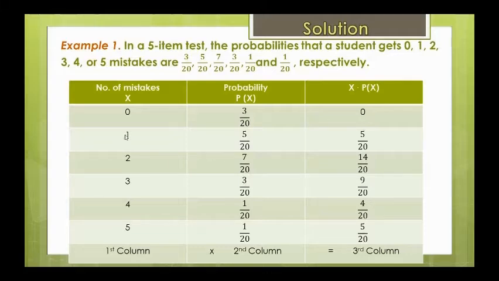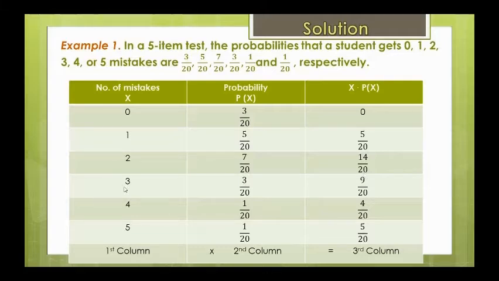For the second entry of the first column, we have 1. And the second entry in column 2, we have 5 over 20. That is 5 over 20 times 1. That is equivalent to 5 over 20. So, isusulat natin yan sa third column. And then, let's proceed to the next entry. The third entry in the first column is 2, multiplied by the third entry in the second column, which is 7 over 20. So, we get 14 over 20.